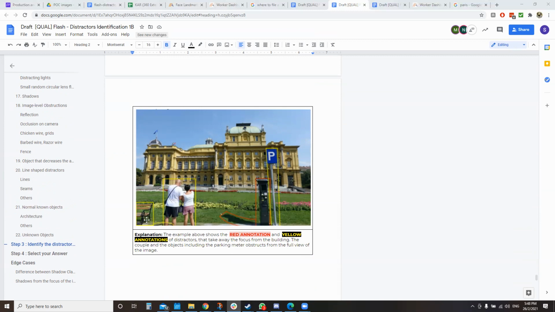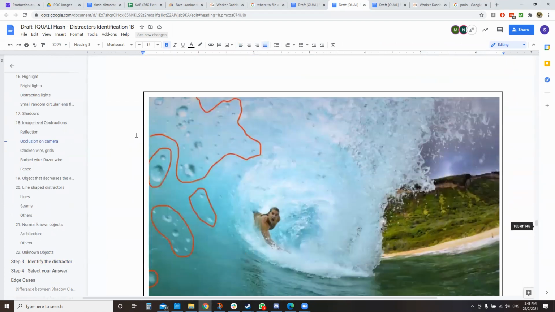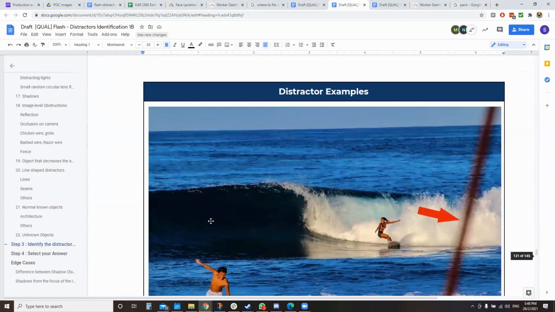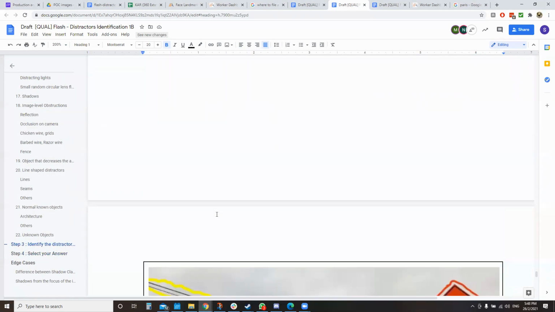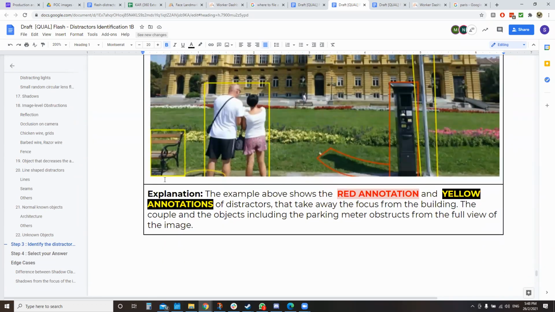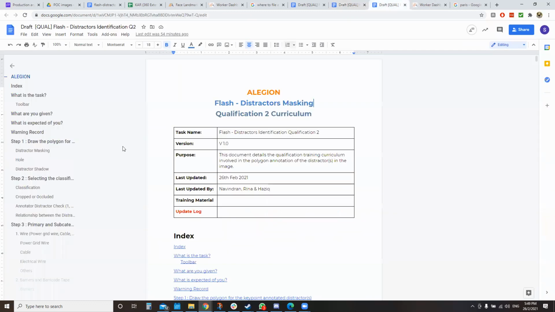Same goes for these people and the shadow below here. If you look at the bottom here, you can see the shadow of these people. These people are distractors, so this shadow also must be annotated. This bench also is a distractor. This shadow also must be annotated. And how to annotate them, I will show you in qual number 2.